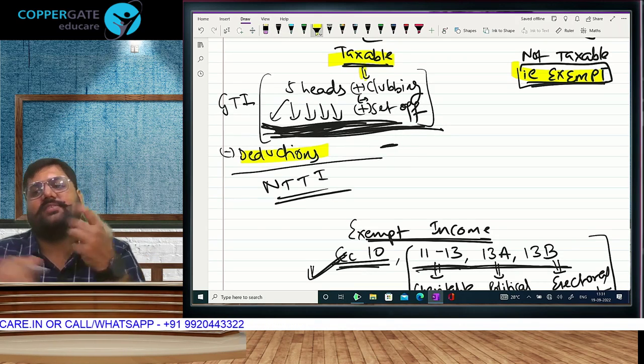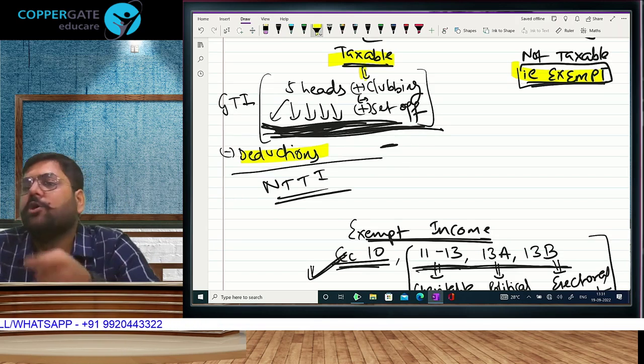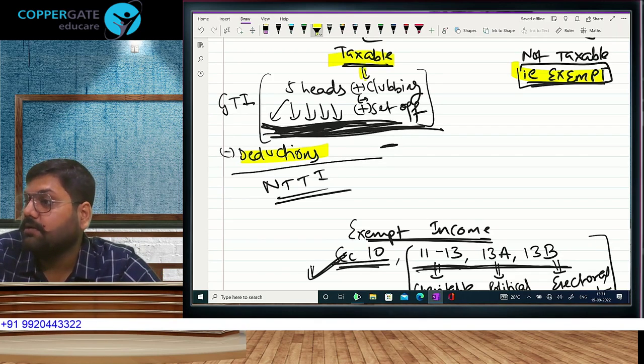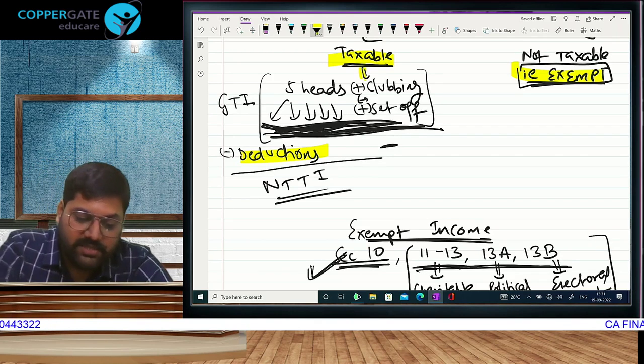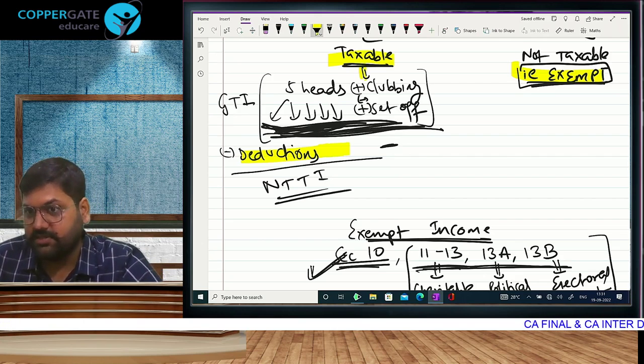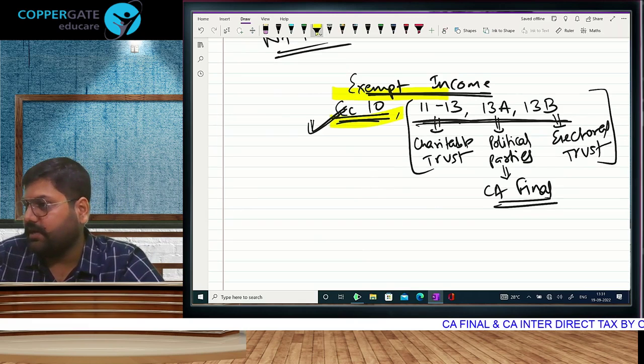For example, if my salary is 10 lakh rupees and I have paid 1 lakh rupees of insurance premium, government allows me to minus that and effectively takes tax only on 9 lakh. So that means these are also amounts on which government does not tax me, it reduces. And these are also amounts on which government is not taking any tax.